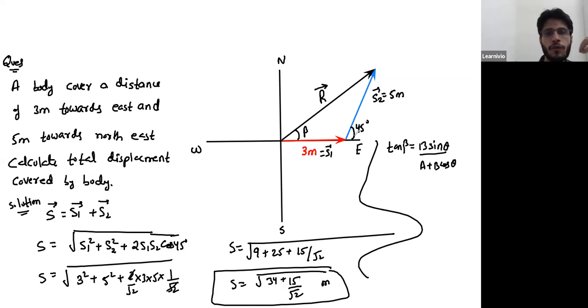Can you decide out of S1 and S2 which one is vector A and which one is vector B? Faiza. S1 is vector A, right. S2 is vector B. Basically, the vector with respect to which you have defined your angle beta is your A and the other one is B. So you can simply write this as your B is S2.